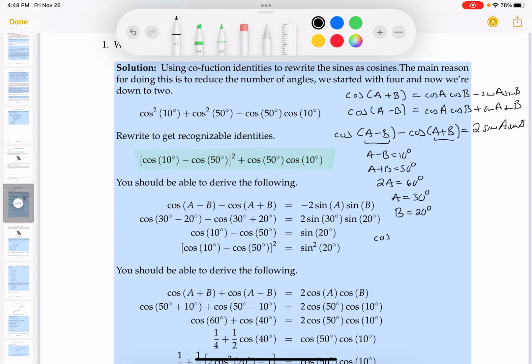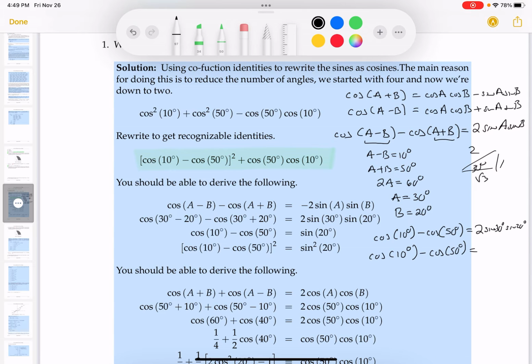The cosine of A minus B, which is 10 degrees, minus the cosine of A plus B, which is 50 degrees, would be 2 times the sine of A, the sine of 30 degrees, right? And then you're going to get the sine of B, which is sine of 20 degrees. All right? So, what do I get? Cosine of 10 degrees minus the cosine of 50 degrees. Let's be very careful. And a 30-degree triangle looks like this over here, 1, 2, root 3.